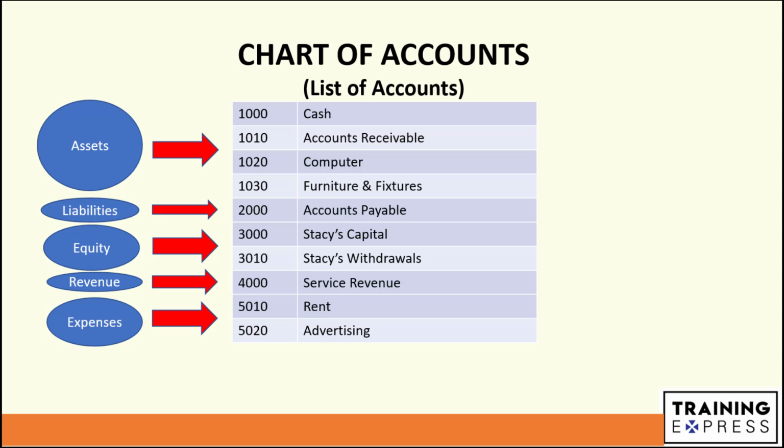So you can see here again all the assets are starting with number 1, liabilities starting with number 2, equity starting with number 3, revenue starting with number 4, and expenses starting with number 5.